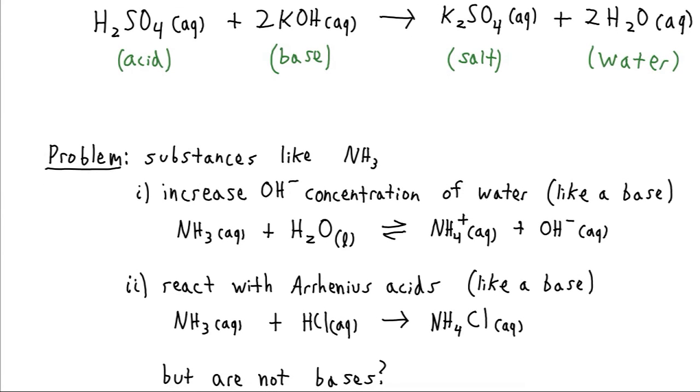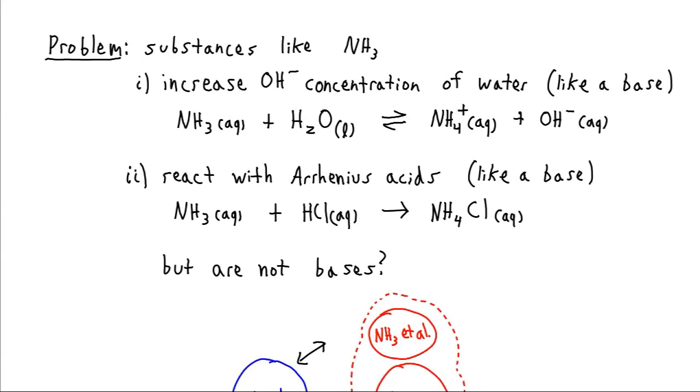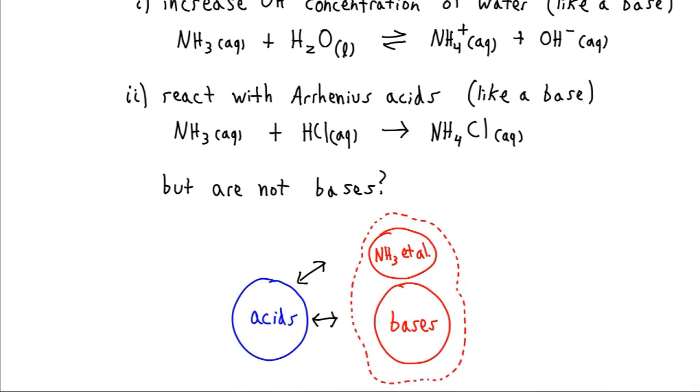Okay, so this behaves suspiciously like a base, but for some reason, by our Arrhenius definition, it's not included. So now we have two groups of substances that we can pair off with these Arrhenius acids. What can we do about that? It'd be kind of nice if we had one collective definition that would apply to all of these.